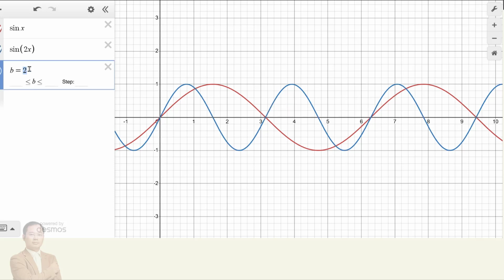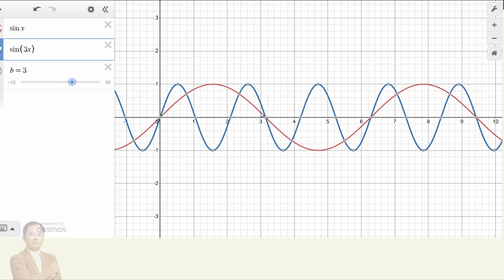So the greater the b, the smaller the period of the new function. We say that the period is reduced by a factor of 2. Similarly, if I change the value b to 3, then the new period will be reduced by 3 times, taking 2 pi, the period of the original function, and dividing by the factor 3.